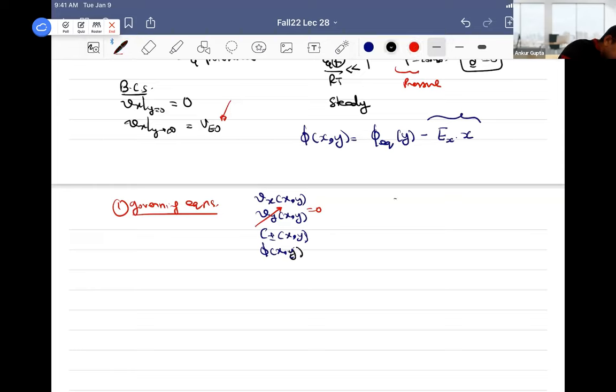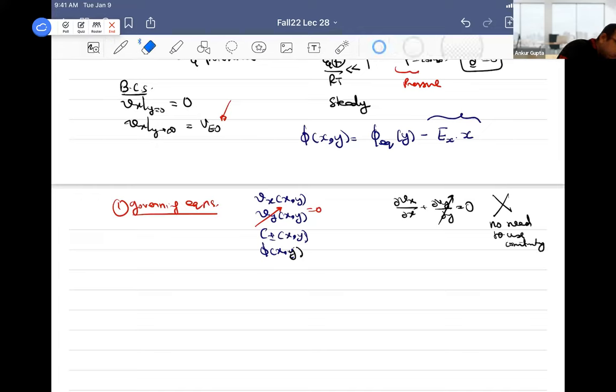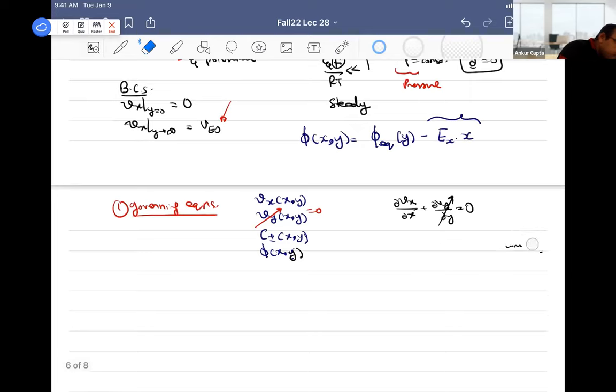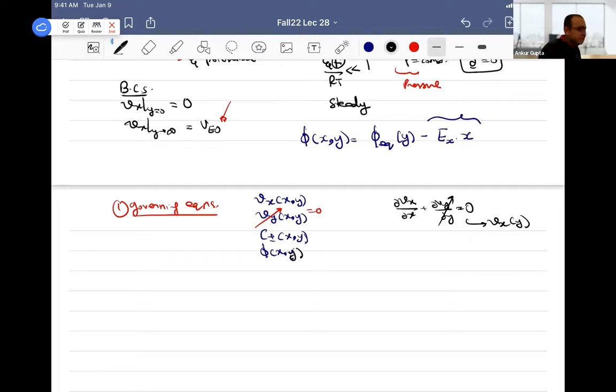And so my equation is del Vx by del x plus del Vy by del y is equal to zero. So I can just forget this. I don't even need to use continuity, but it can help, it makes your life a little easier. Maybe I jumped a little bit. So this tells you that Vx is only a function of y now, right? This implies del Vx by del x is equal to zero, Vx is a function of y. So continuity we have already used.